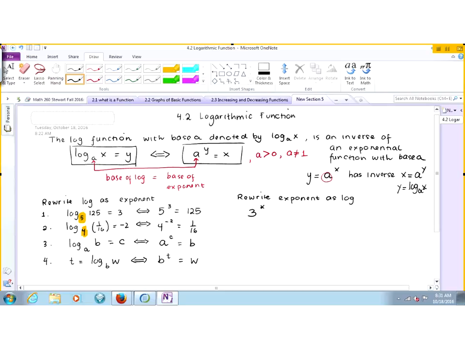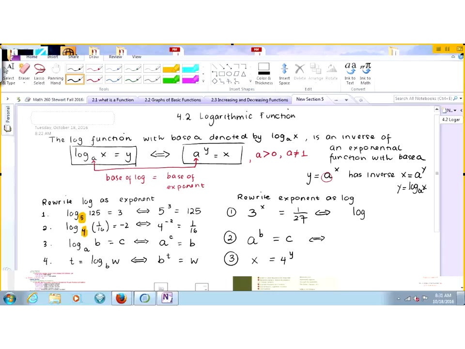So suppose I have 3 to the x is equal to 1 over 27. Or if I have a to the b is equal to c. And if I have x is equal to 4 to the y. I want to write these as logs, so what should I do here? How would you write these as logs?